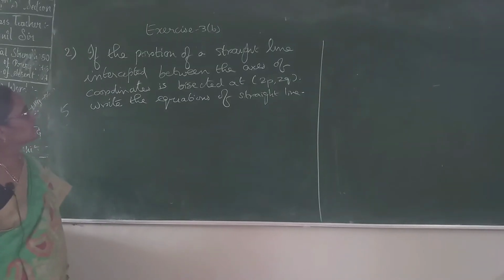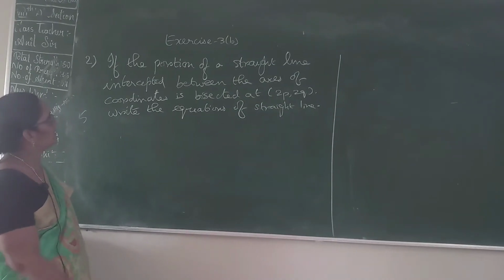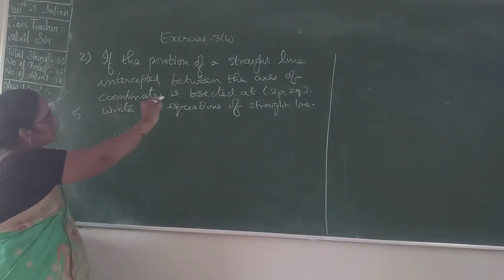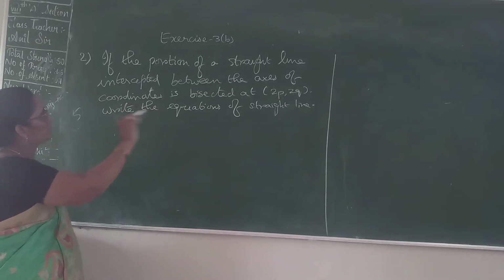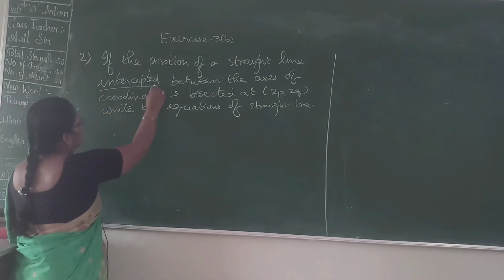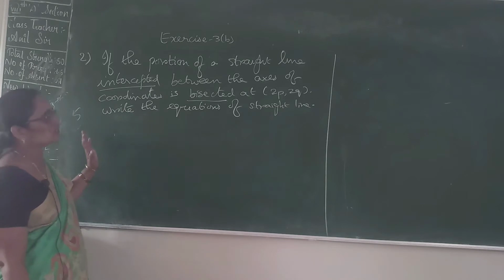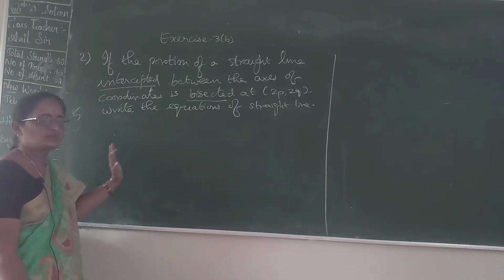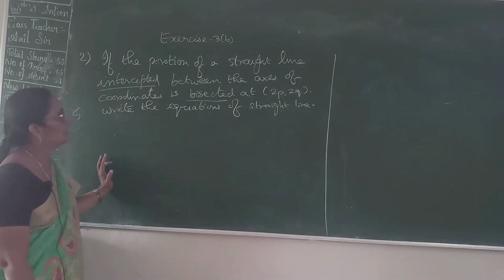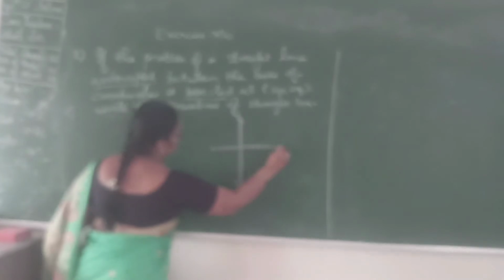Now see the second question. If the portion of a straight line intercepted between the axis of the coordinates is bisected at 2p comma 2q, write the equation of straight line. Here two words are there, one is intercepted, another one is bisected. So we have to understand which form we have to apply. Again here intercept means this is again in the form of x by a plus y by b equal to 1. But how are we going to show? That I will explain through this figure.